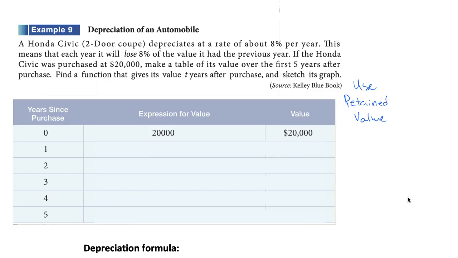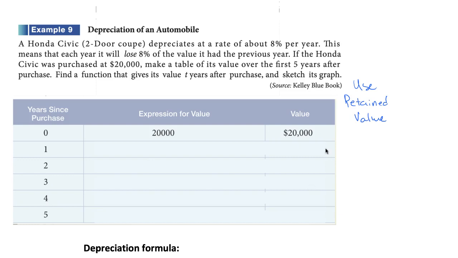Okay, this next example is very different, and it may take a moment for you to think it through. So please pause it as we move along, and I'll tell you when is a good time to pause. So this is depreciation instead of appreciation. So you have to think through this a little differently. A Honda Civic depreciates at a rate of 8% per year. This means that each year it will lose 8% of the value it had the previous year. So it's losing value. They tell us how much it was purchased for, and then we're going to make a table for its value over the first 5 years, and we're going to come up with a depreciation formula.